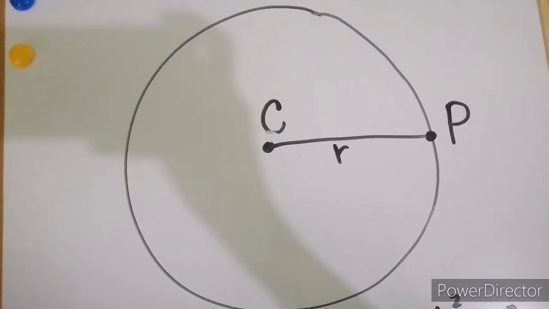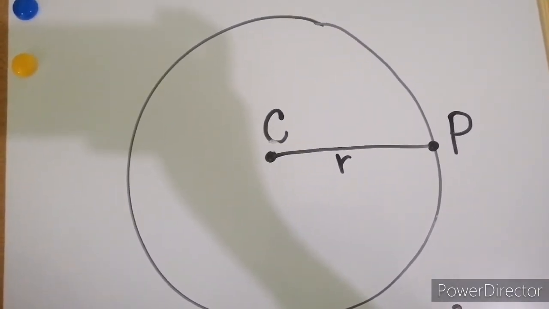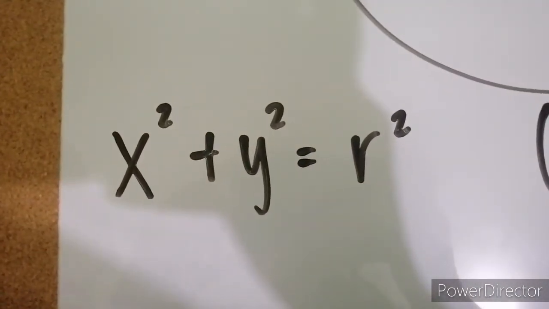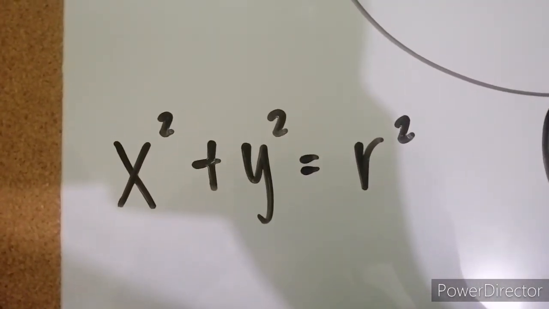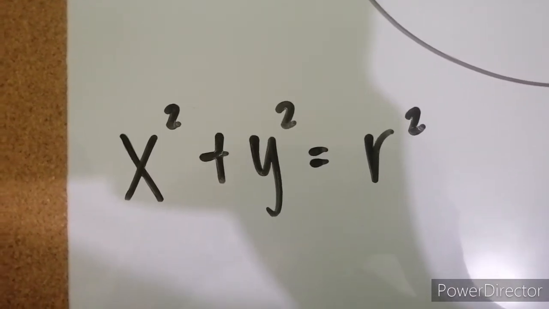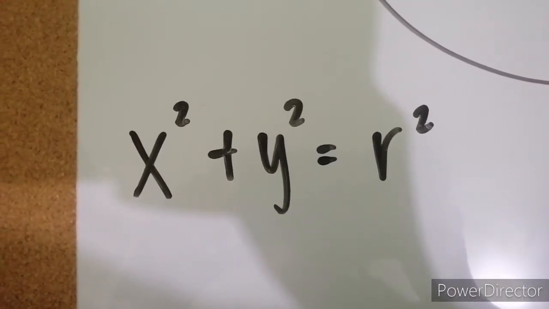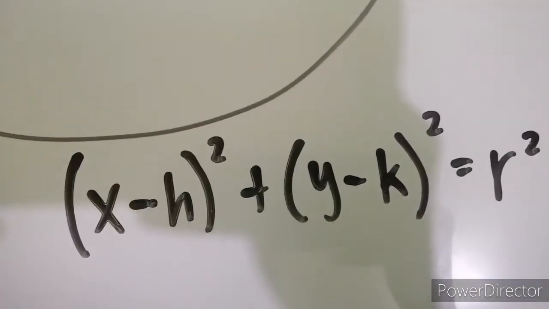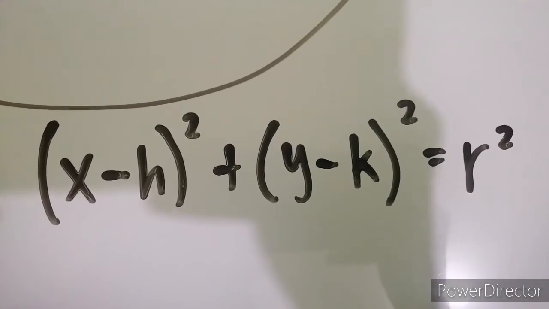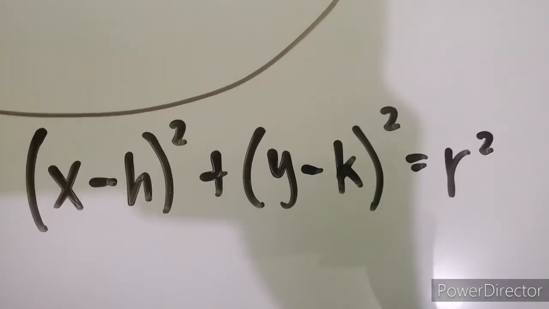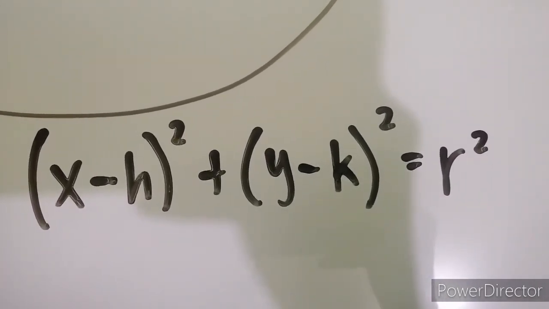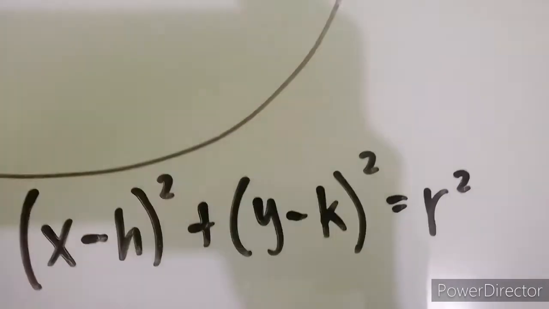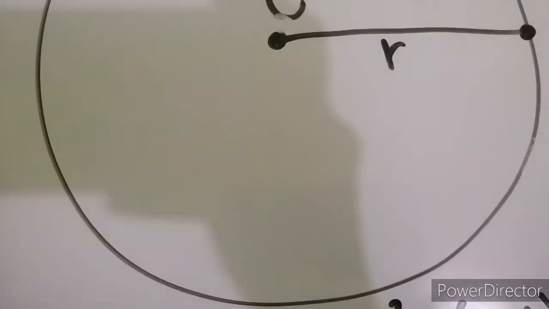The standard equation of the circle when the center is at the origin is x squared plus y squared is equal to r squared. And if the center is not at the origin, we will use this standard equation: the quantity of x minus h squared plus the quantity of y minus k squared is equal to r squared. Now, let's try to put it in an example.